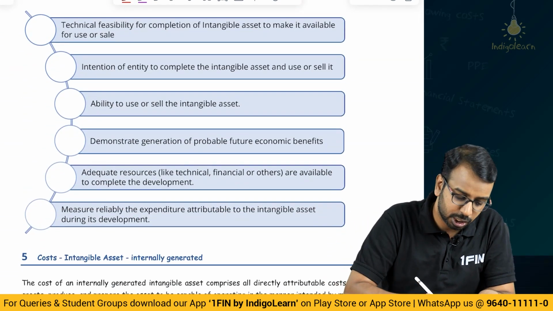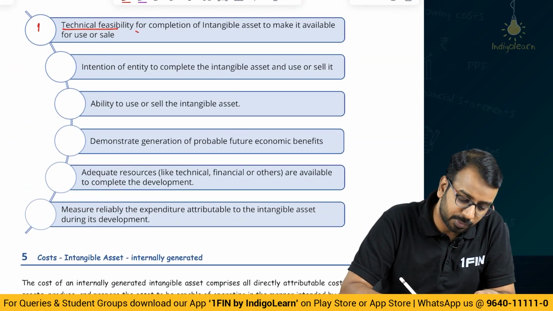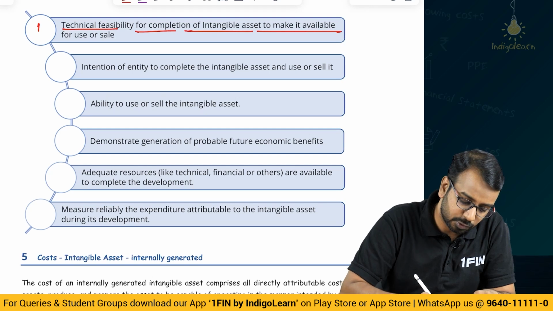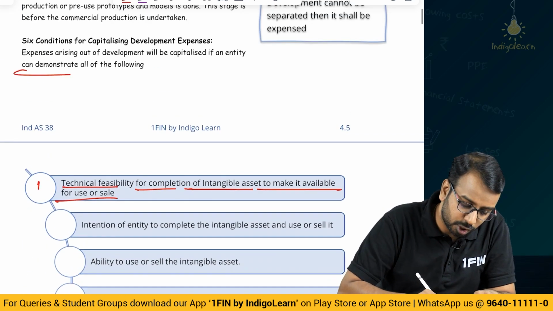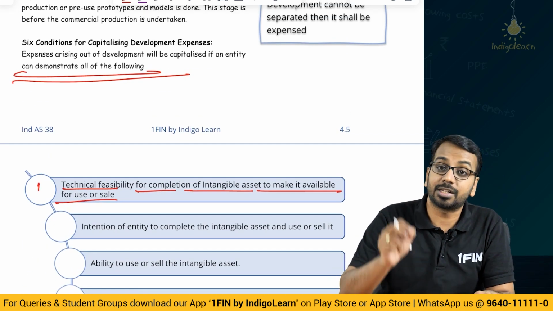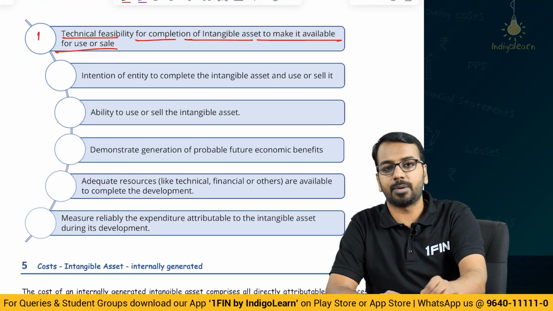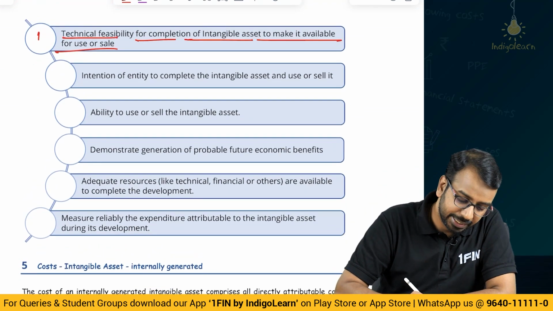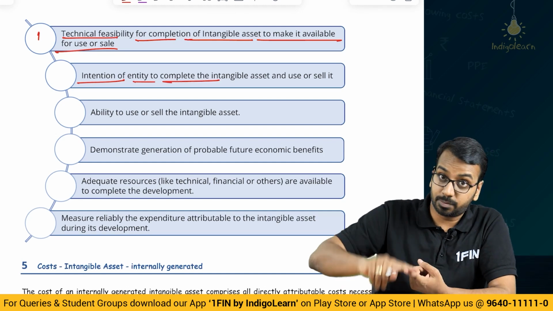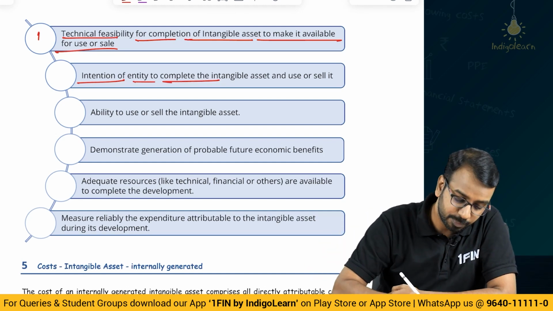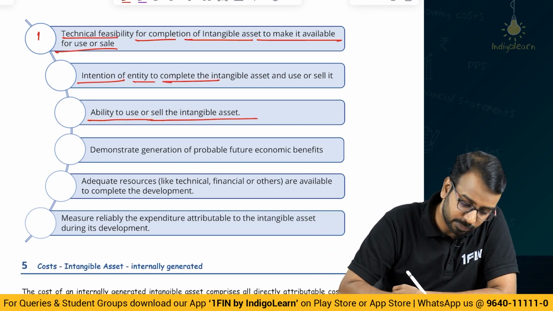These are the 6 conditions. Number 1, technical feasibility for completion of intangible asset to make it available for use or sale. So the entity has to demonstrate, yes, there is technical feasibility to complete the intangible asset and make it available. Second, intention of the entity to complete. So it must be feasible, and I must have the intention. Third, ability to use or sell the intangible asset.